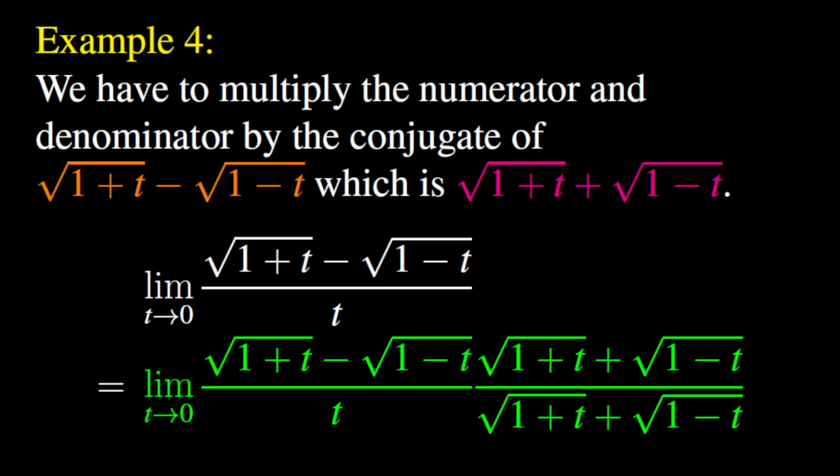Given that the numerator has radicals, we can rationalize the expression by multiplying the numerator and denominator by the conjugate of the numerator, which is the square root of 1 plus t, plus the square root of 1 minus t. Of course, this operation will not affect the equality because we are multiplying both the numerator and denominator by the same quantity.